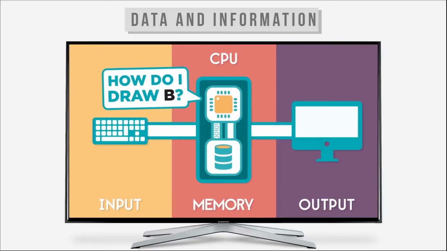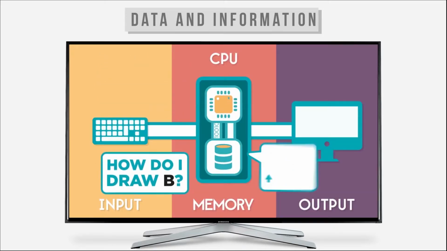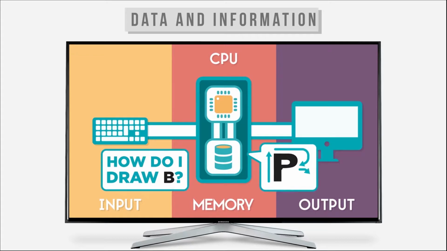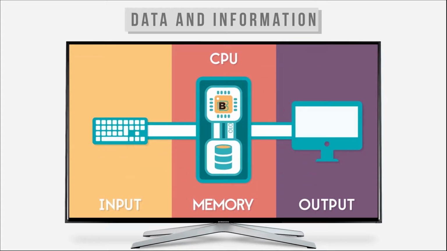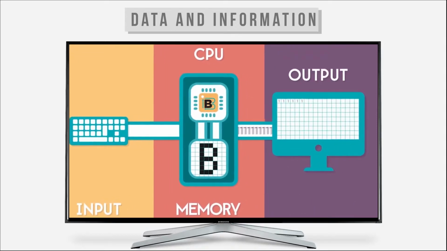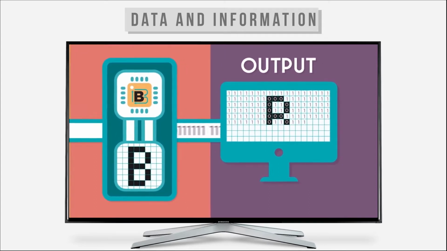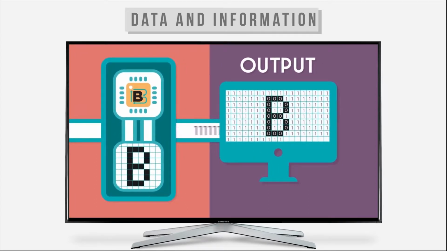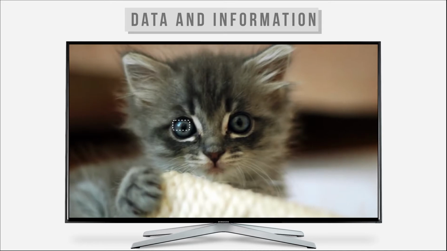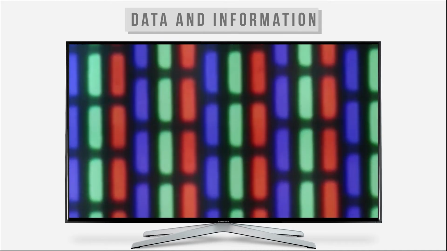The CPU requests step-by-step instructions from memory, which tell it how to draw the letter B. The CPU runs these instructions and stores the results as pixels in memory. Finally, this pixel information is sent in binary to the screen. The screen is an output device, which converts the binary signals into the tiny lights and colors that make up what you see.